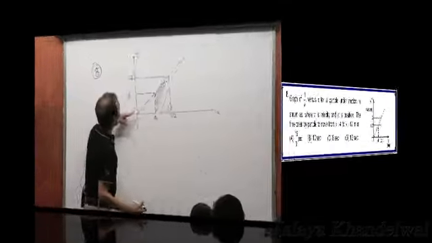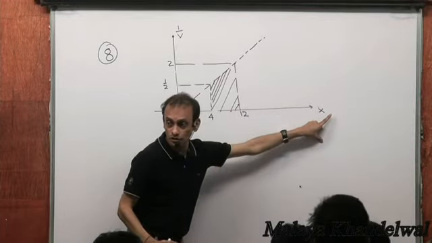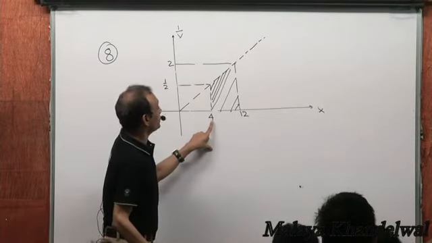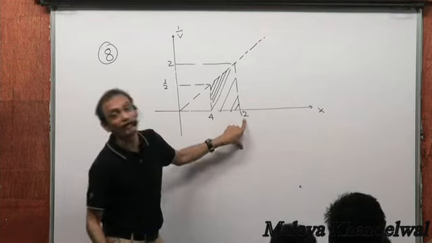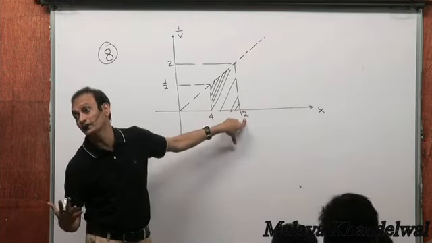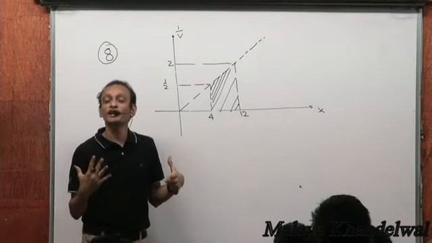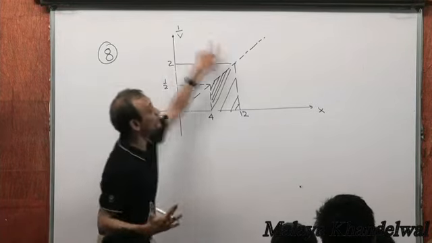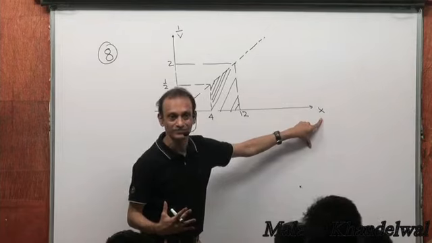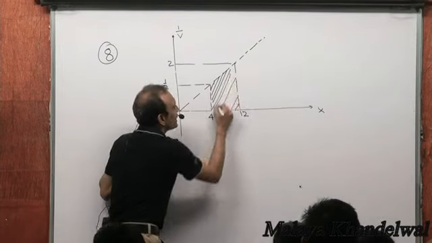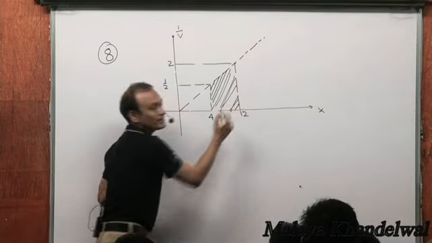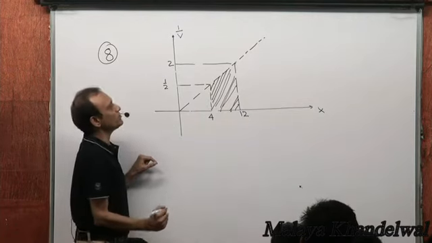This was the 1 by v versus x graph given to you. And from x equal to 4 to x equal to 12, I want to find the time it took. I told you the area under the 1 by v versus x graph will give me the time. That means the area of this trapezium will give me the time. And this area is how much?